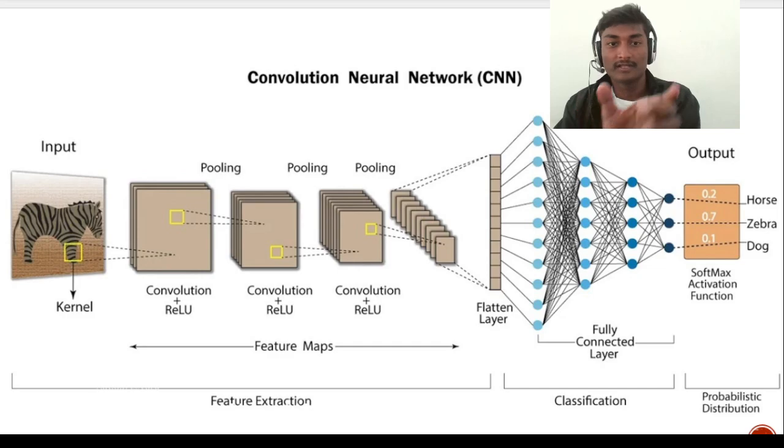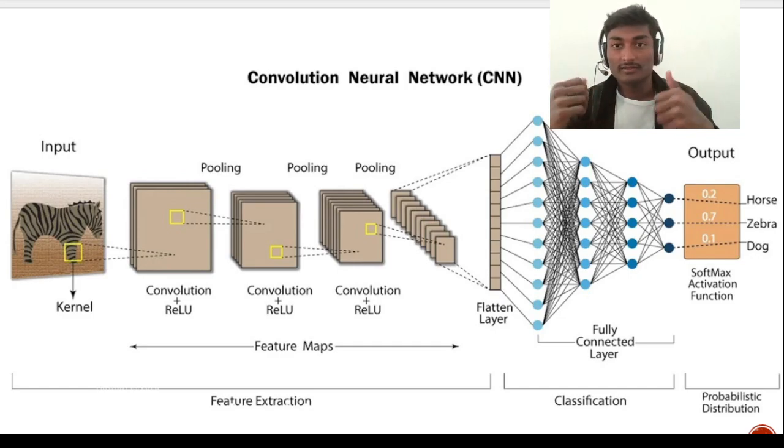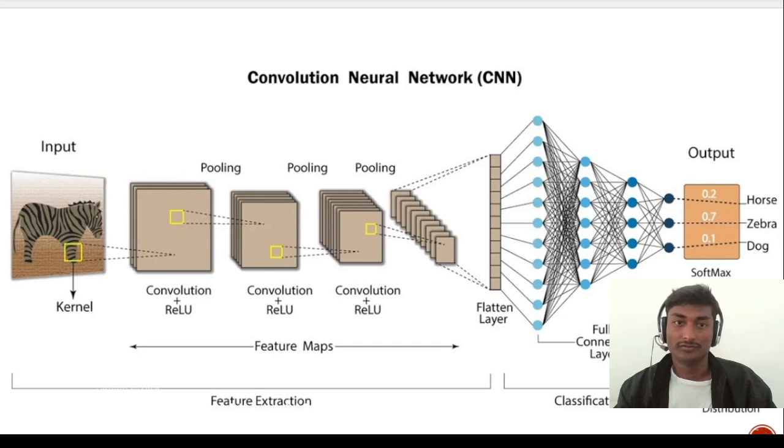There are three types of stages in CNN: feature extraction, classification, and probabilistic distribution. The softmax activation function will check the probability distribution and compare with the other classes, and at the end it will say whether it is a horse, zebra or dog. That will predict it is a zebra. That is the convolutional layer architecture. Let's move to the next slide.